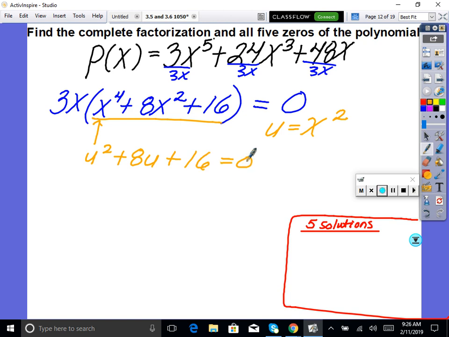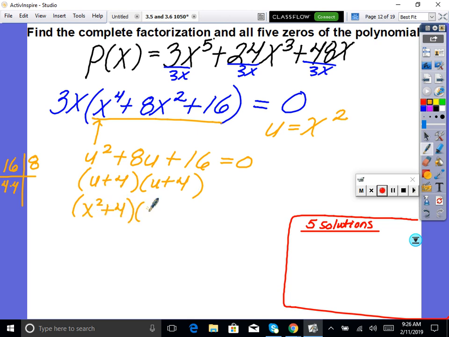So now we'll factor this. What multiplies to be 16 and adds up to be 8? 4 times 4? So I can quick factor. This factors to be u plus 4, u plus 4. But then from there, u is really x squared. So we have x squared plus 4, x squared plus 4 again. And then we won't forget about the original 3x. Is everybody good with that?